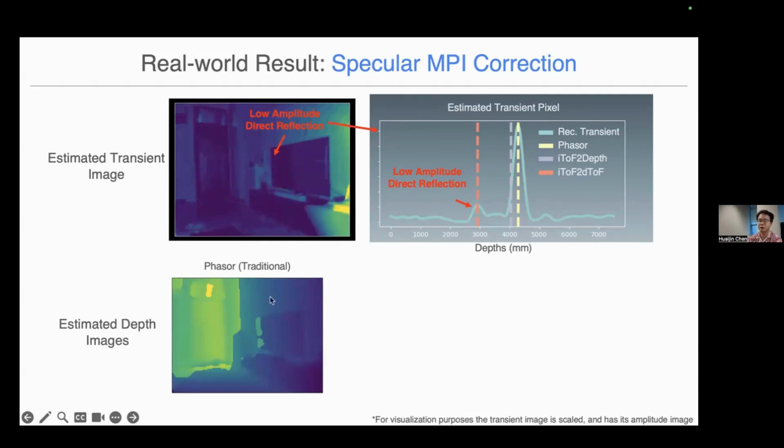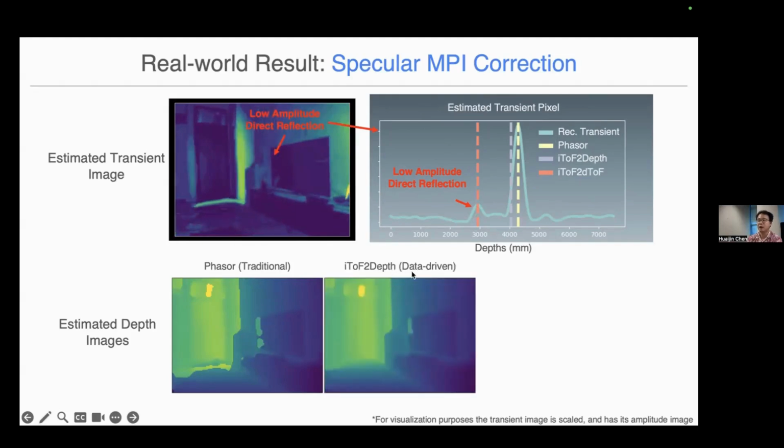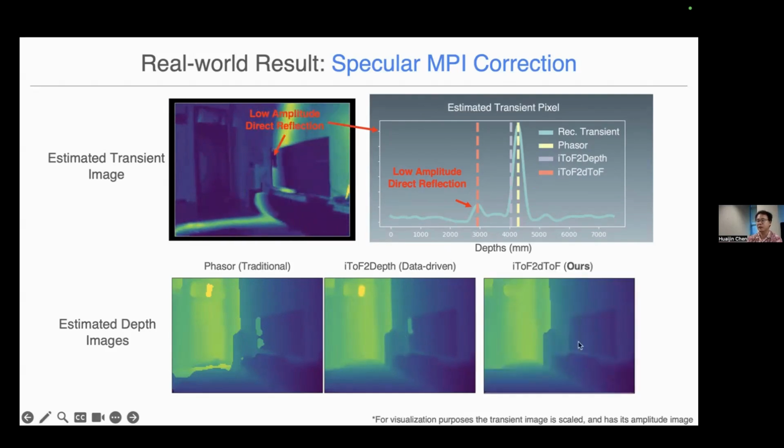result. So in the traditional method, because of specularity, you have incorrect depth estimation. And with the previous data-driven method, you also have an incorrect depth estimation. But in our case, we are able to perform the correct depth estimation over those challenging specular pixels.